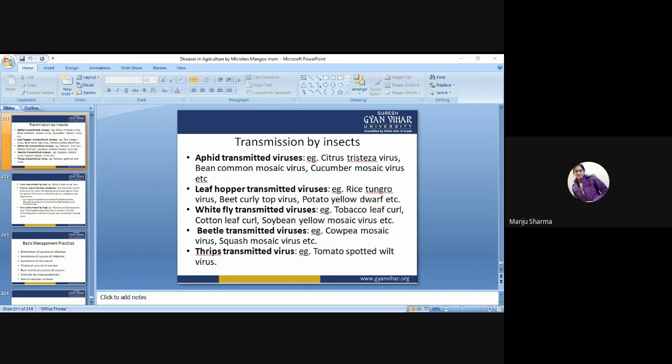Then transmission by insects. Aphid-transmitted viruses, for example citrus tristeza virus, bean common mosaic virus, and cucumber mosaic virus. Leafhopper-transmitted viruses, for example rice tungro virus and beet curly top virus.